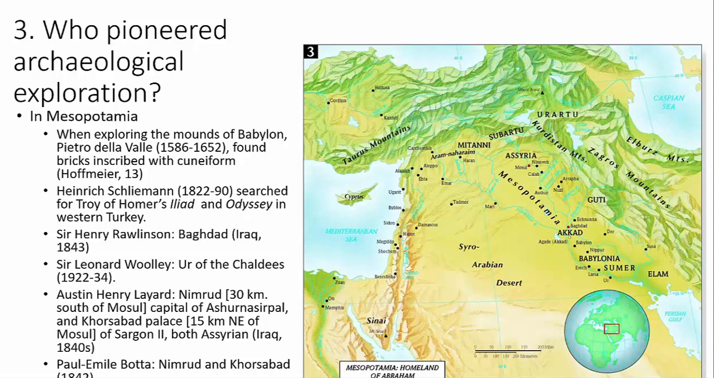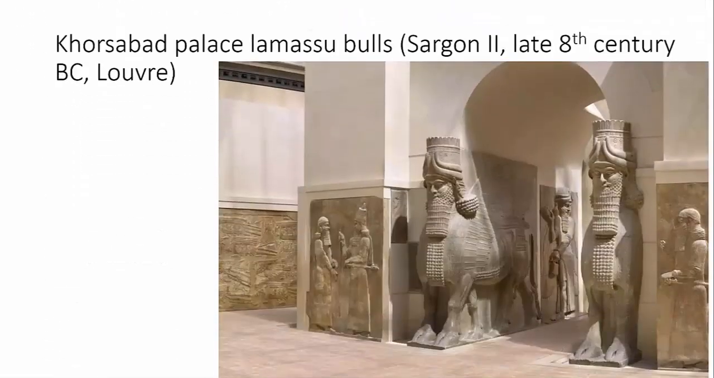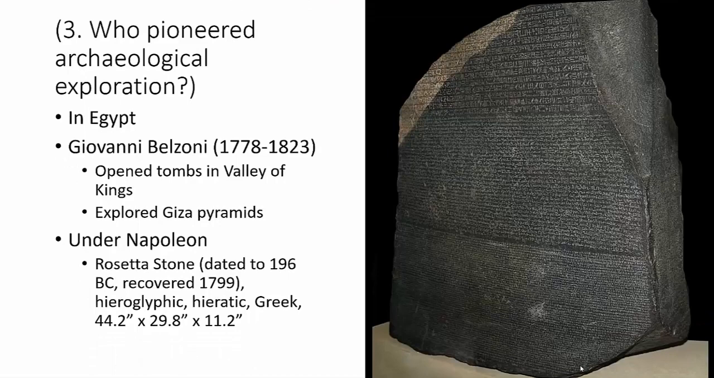Layard and Botta were involved in these explorations. Botta, again, is from France. Consequently, if you go to the Louvre in Paris, you will find these massive what are called Lamassu bowls from the Khorsabad Palace. That was exploration in Mesopotamia.